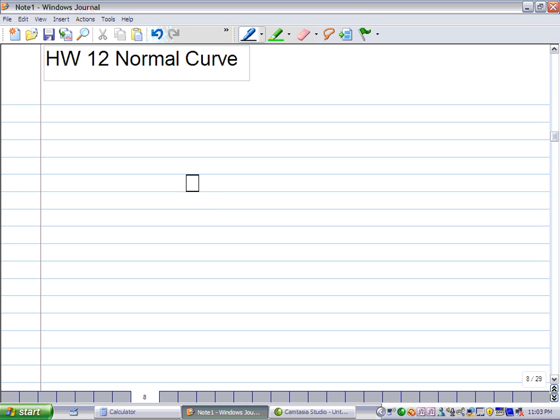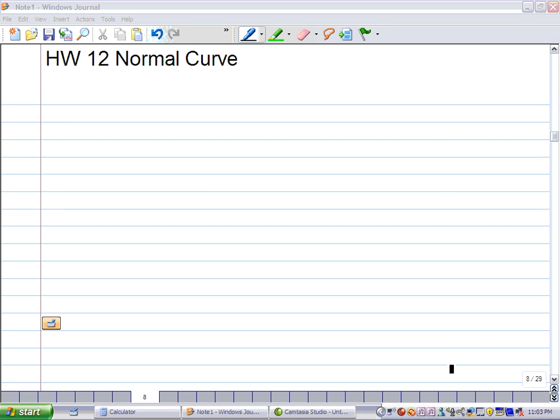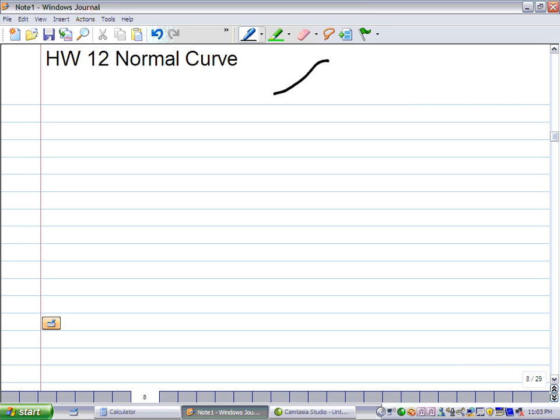The last section is about the normal curve. First thing I need to do is think about what the normal curve is. It is sometimes called the bell curve. It's kind of bell-shaped.